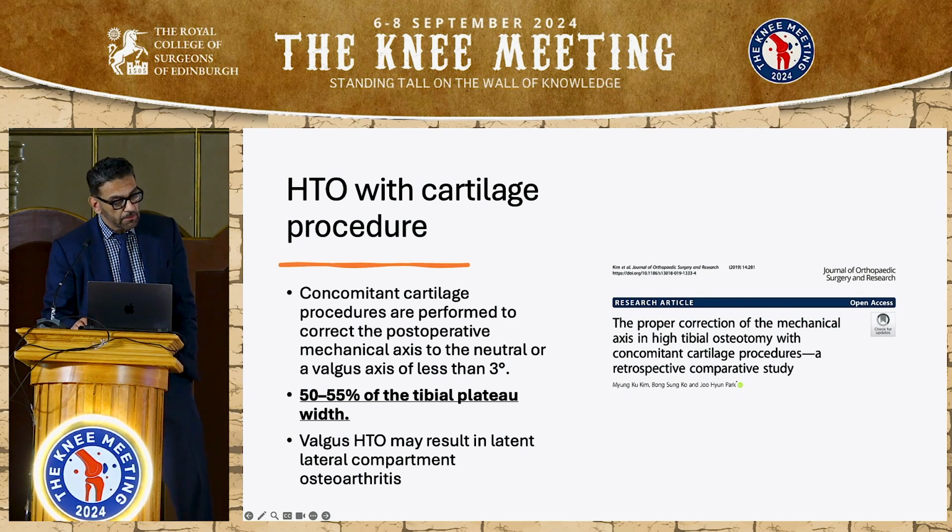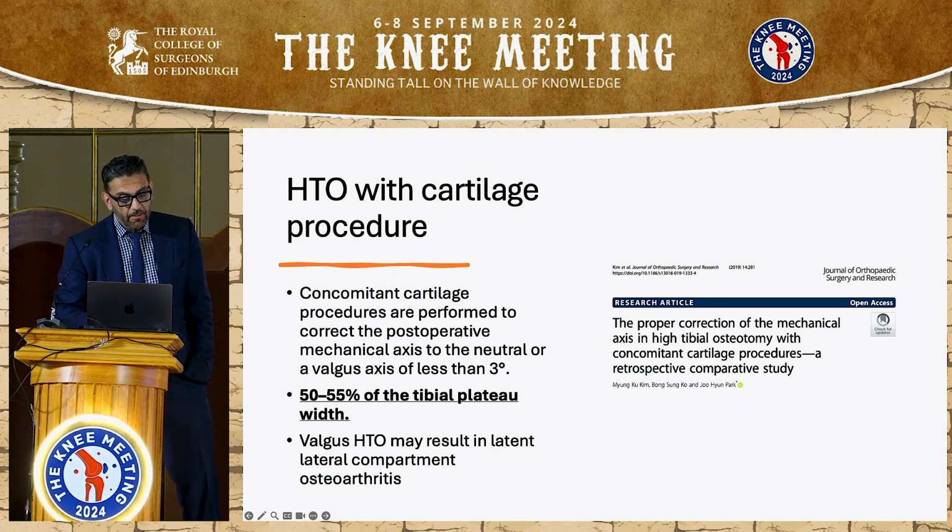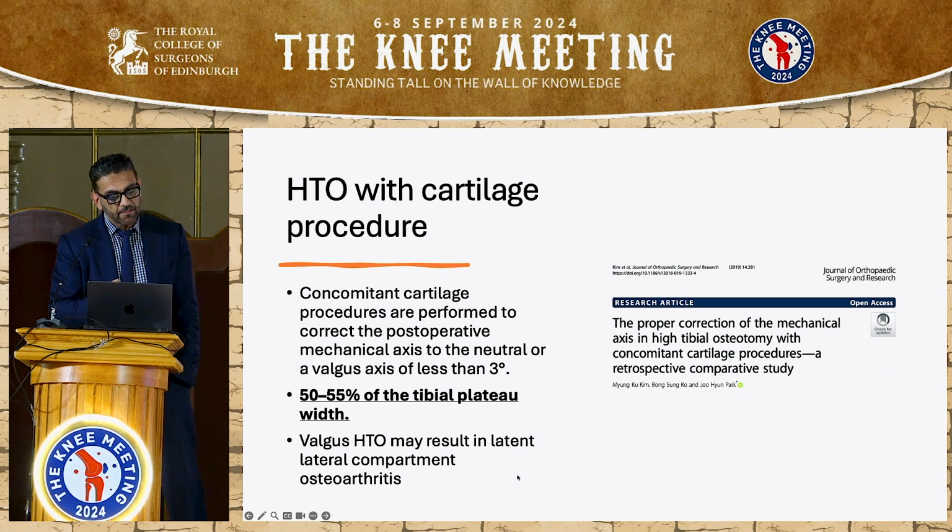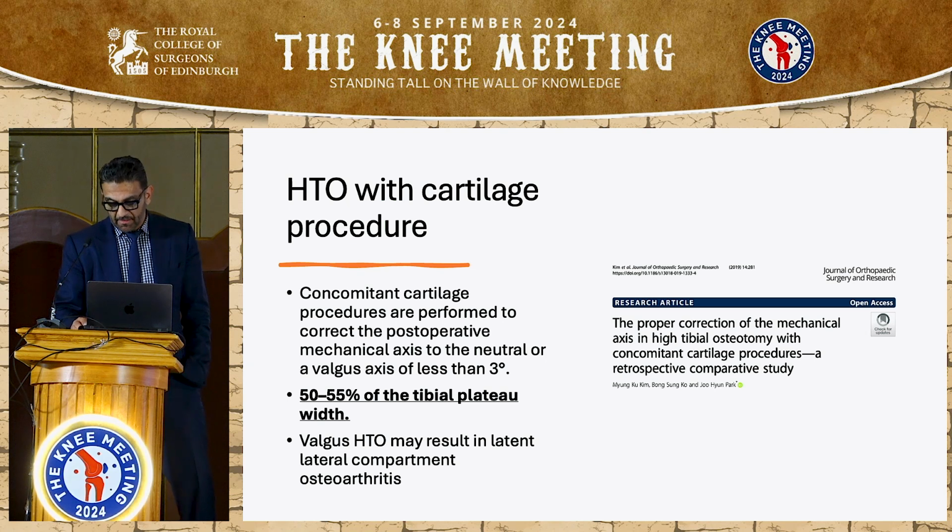The other ones are with cartilage procedures. There are several studies, but most studies say the alignment should be around 50, 55%, and you do your cartilage procedure with that. The theory is that the cartilage procedure will fill the defect, and it will give you the space, and the alignment will be maintained almost like by the osteotomy.